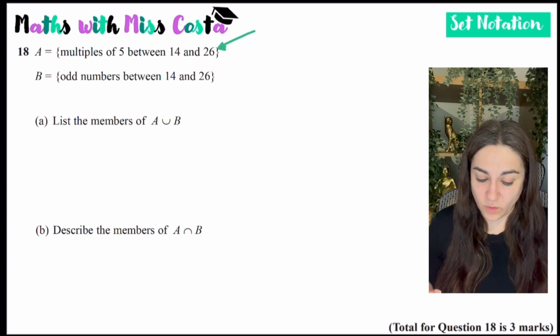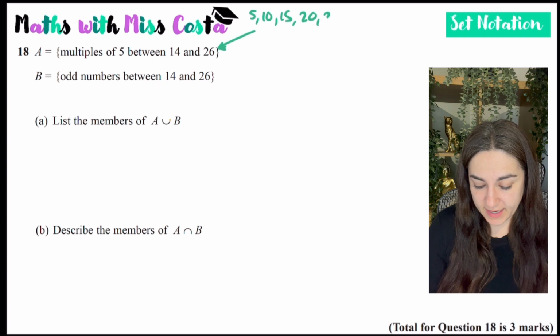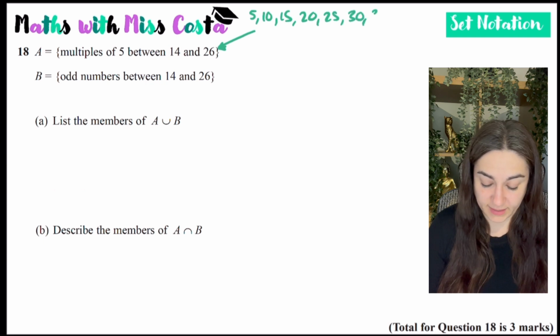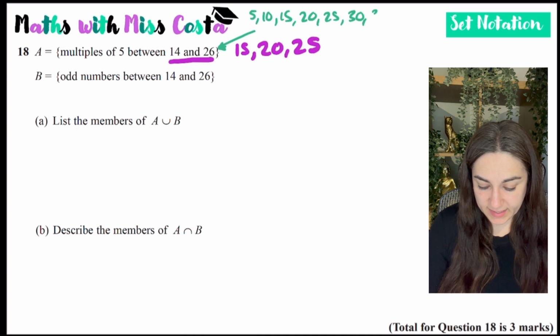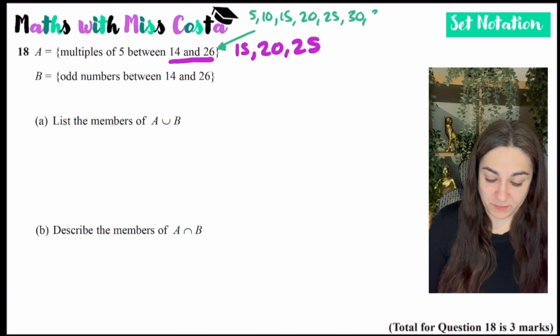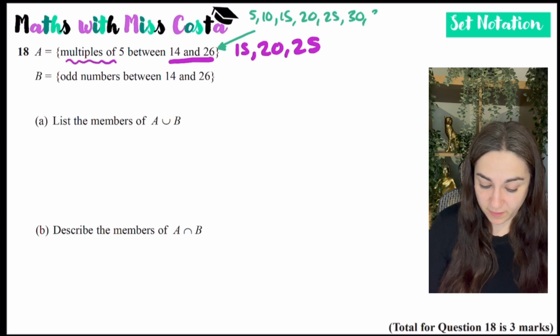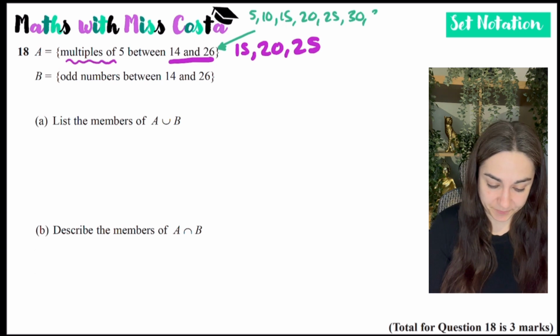So we can think of what are the multiples of 5. We've got 5, 10, 15, 20, 25, 30, and so forth. And which of these are between 14 and 26? Well, 15, 20, and 25. So the members of set A would be 15, 20, and 25. In order to be part of the set, you need to be a multiple of 5, and you need to be between 14 and 26.